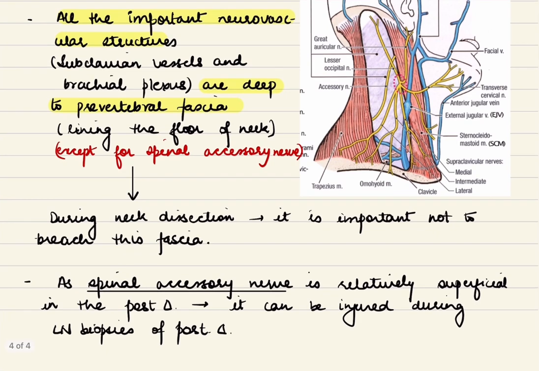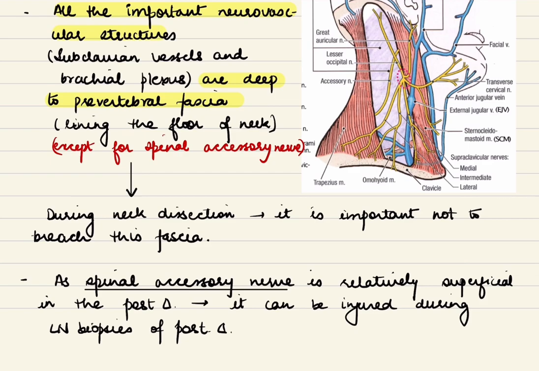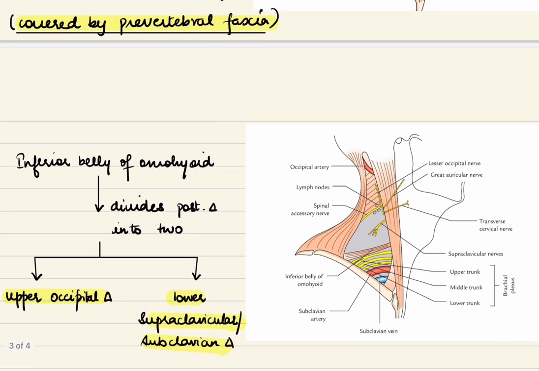Now, this was all about the anatomy of the posterior triangle. I'll quickly summarize before wrapping up. The posterior triangle is bounded posteriorly by the anterior border of the trapezius muscle and anteriorly by the posterior border of the sternocleidomastoid muscle. The base is formed by the clavicle and the apex where both these muscles join at the superior nuchal line. The inferior belly of the omohyoid divides the triangle into two, the upper larger one being the occipital triangle and the inferior one being the supraclavicular or subclavian triangle.